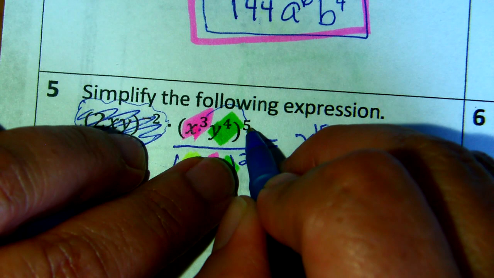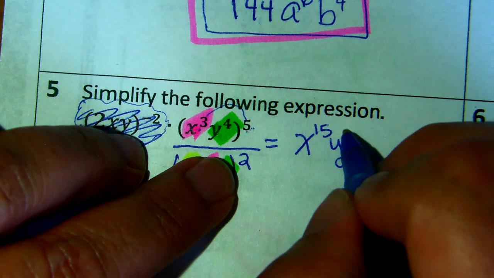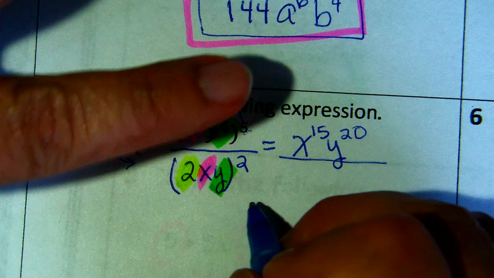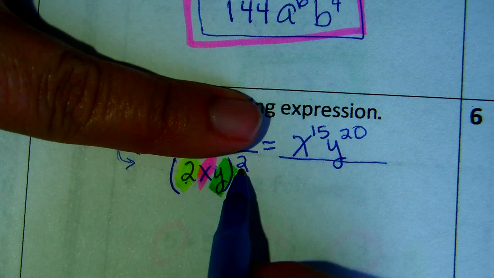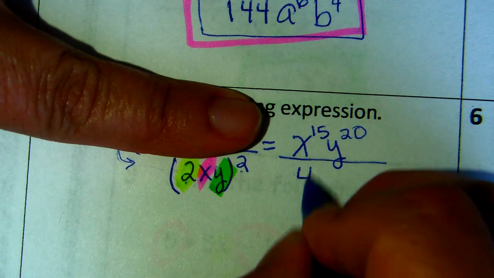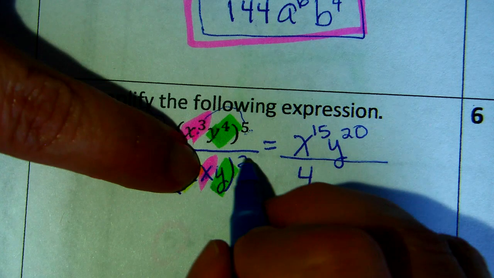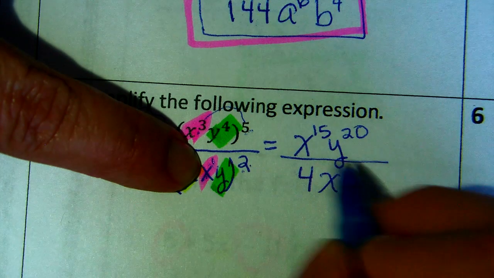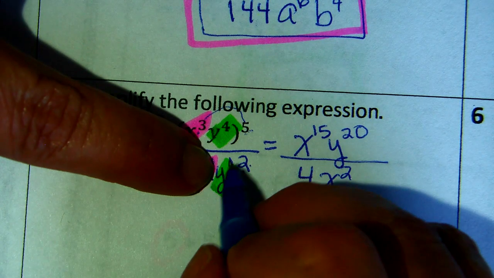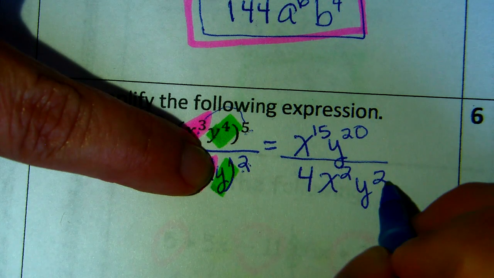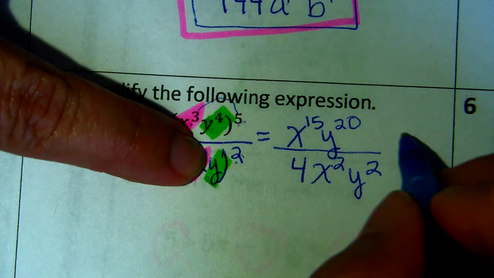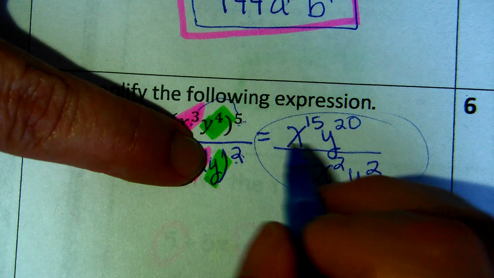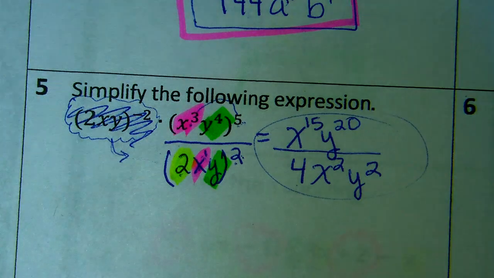The y, power to a power, what do you do? 4 times 5, 20. You multiply it. Let's go over here. The term in the bottom. 2 to the power of 2 is 4. X to the power of 1 to the power of 2 over here is like having 1 and 1. So 1 times 2, 2, and the y, 1 times 2, 2. Okay, so now we need to simplify this expression right here. There's no other number over here, no other coefficient, so the 4 just stays in the bottom.